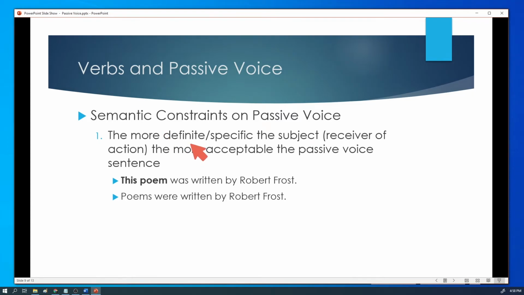So the first situation is if the passive voice subject, so that means the receiver, is very specific. That's really good. So this poem is a specific poem. Was written by Robert Frost. That sounds good. Poems were written by Robert Frost. This sentence is so-so because it's too general. It's not specific about one poem.